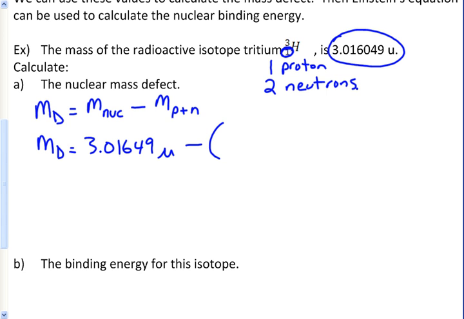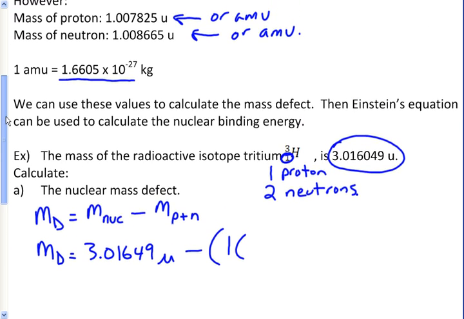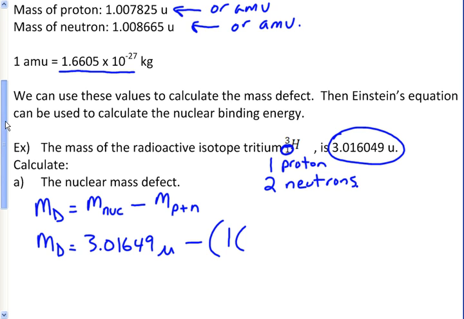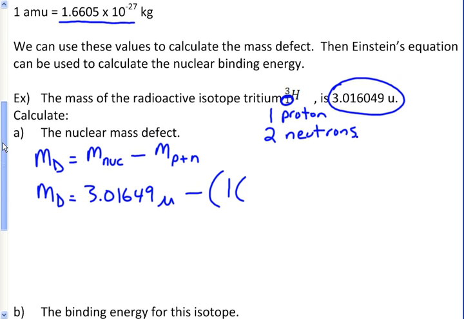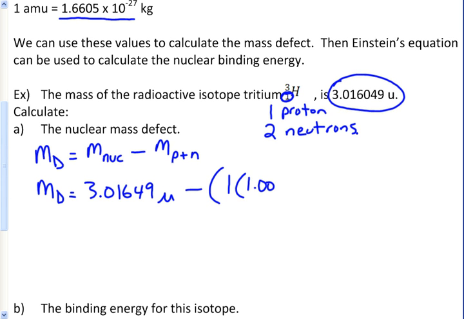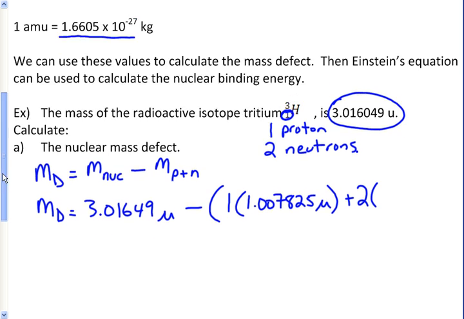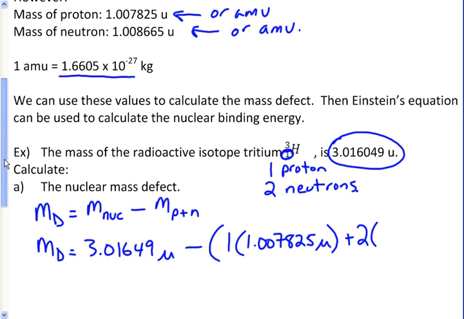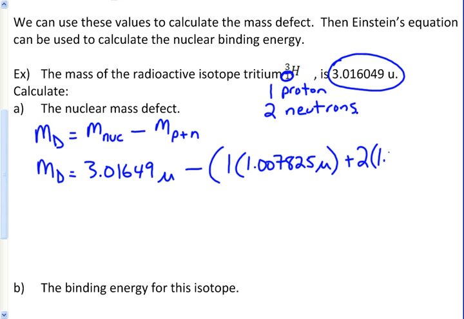Well, I have 1 proton, and the atomic mass unit for a proton is 1.007825. And I also have 2 neutrons, and each neutron is 1.008665 atomic mass units.